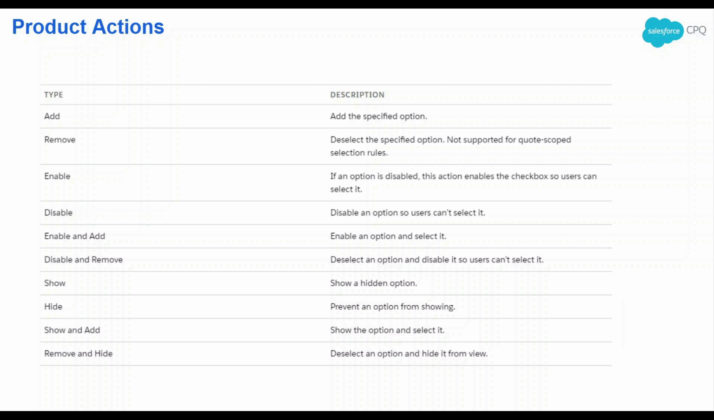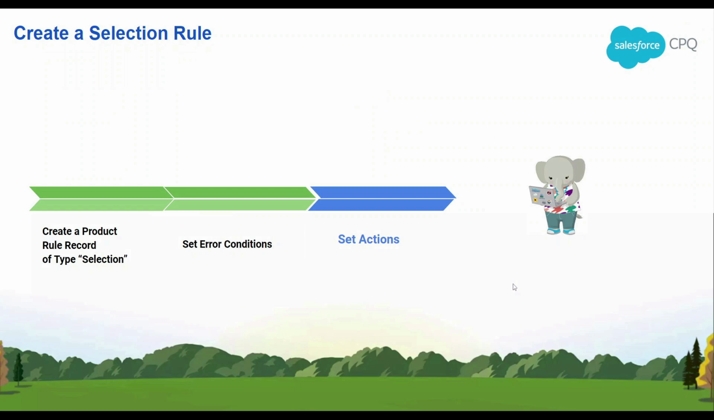Hello. Now that we've understood what a selection rule is, in this lecture we will learn how to create one. To create a selection rule, we follow three steps. First, we create our product rule record of type selection. Then we set the error conditions. And this time, unlike for validation and alert rules, we don't stop here, we go further by adding actions.